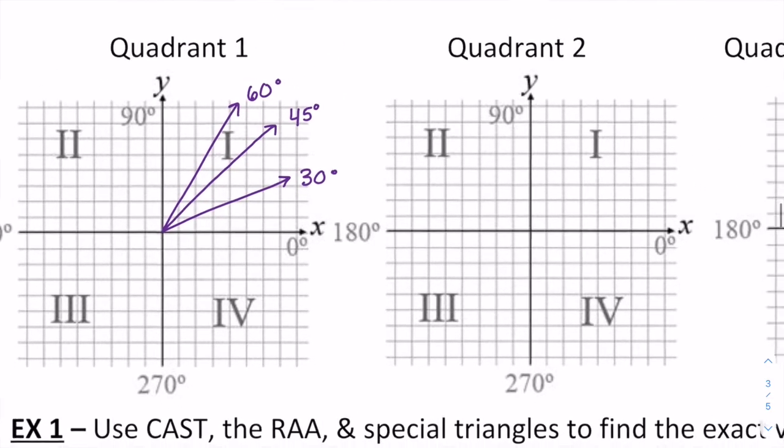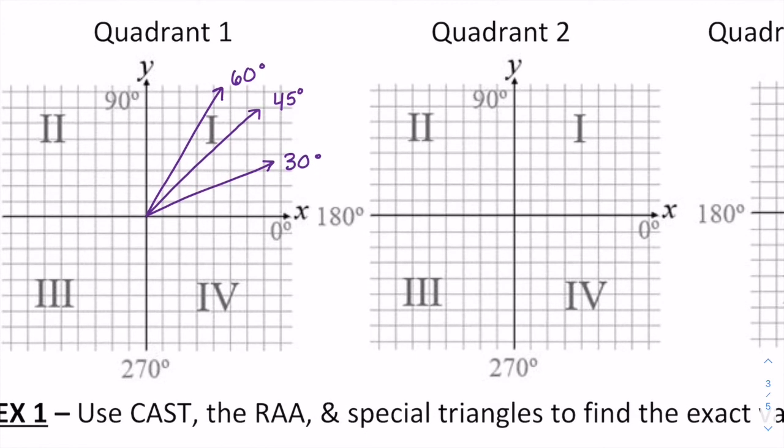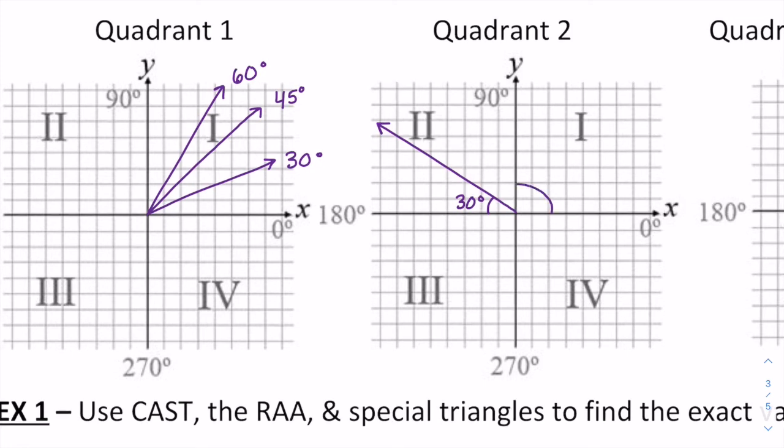So let's go to quadrant 2. When I measure a related acute angle, I'm always measuring from the x-axis. I'll start with my 30-degree one. Here I would have a related acute angle of 30 degrees. So if I think about what this big angle must be, it would be 180 minus 30. So that big angle would be 150 degrees. To get from 0 all the way over here and only have 30 left to get to 180, that must be 150.